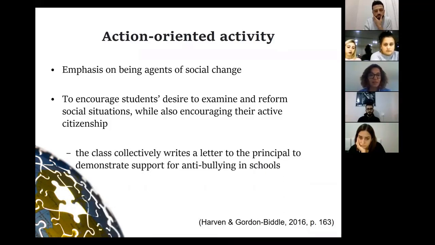So for instance, the class writes a letter to the principal to demonstrate support for anti-bullying in schools, right? This is something that everybody will support, and your principal will be proud, and the parents will be proud as well. So you can win everybody. Or write a letter to the local government about recycling, right? Or do a campaign with your students to encourage recycling or composting in your local environment. So there are things that you can do without getting into too much trouble, let's say.